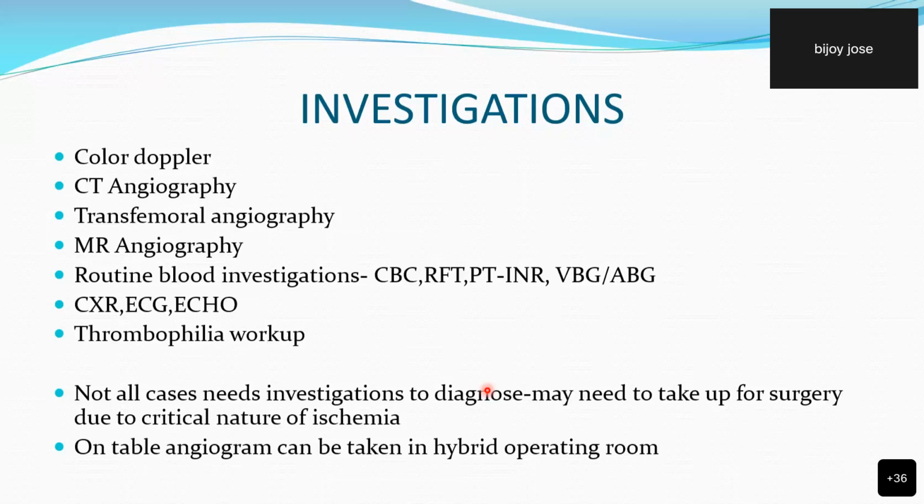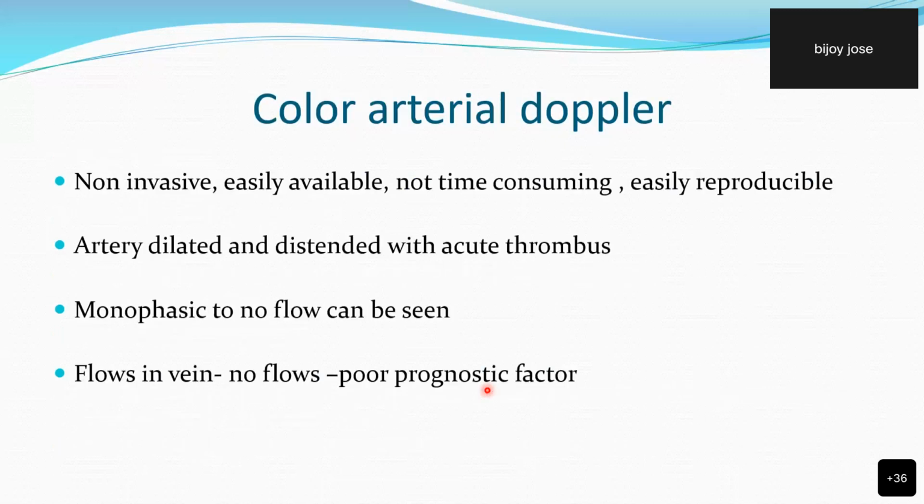Not all cases need investigation to diagnose; some may need to go for surgery due to the critical nature of the ischemia. An on-table angiogram can be taken in a hybrid operating room. Color Doppler, as I already mentioned, is non-invasive, easily available, not time consuming, and easily reproducible. The artery will be dilated and distended with acute thrombus. Monophasic to no flow can be seen distal to the thrombus, and no flow in the vein shows a poor prognostic sign.